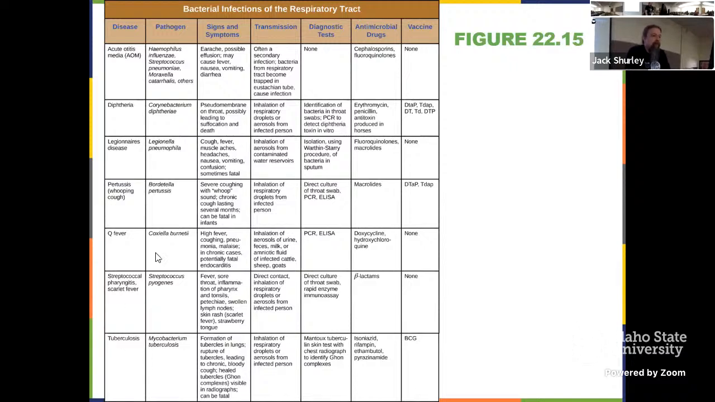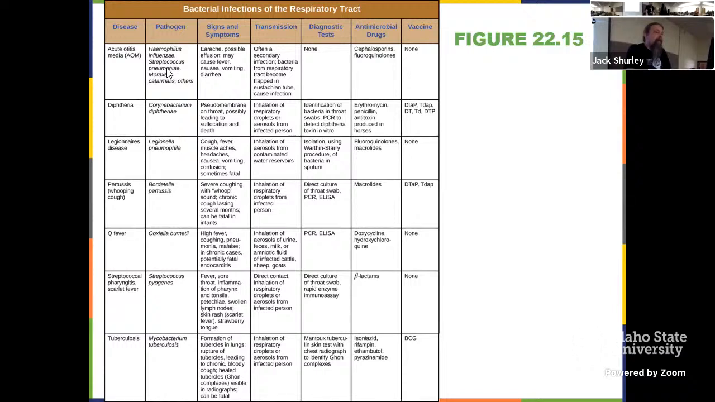And numerous things in between, all right? So the ear infection, acute otitis media, so we could see Haemophilus, strep pneumo, Moraxella, and some others that can cause ear infections. So possible effusion, there's fever, maybe nausea and vomiting and diarrhea. It's oftentimes a secondary infection. So bacteria from the respiratory tract end up getting trapped in the eustachian tube, and it causes infection, all right?